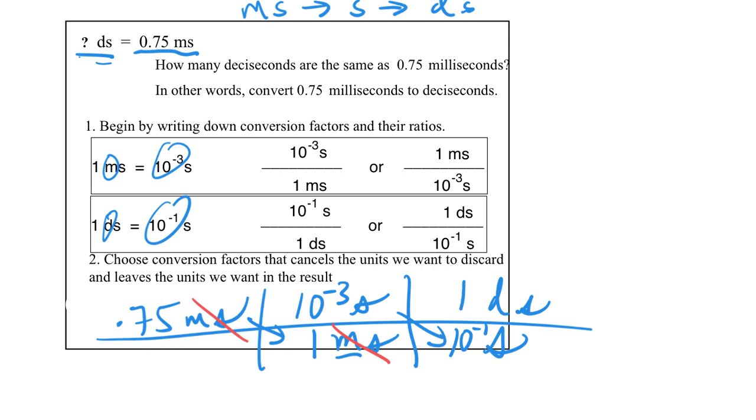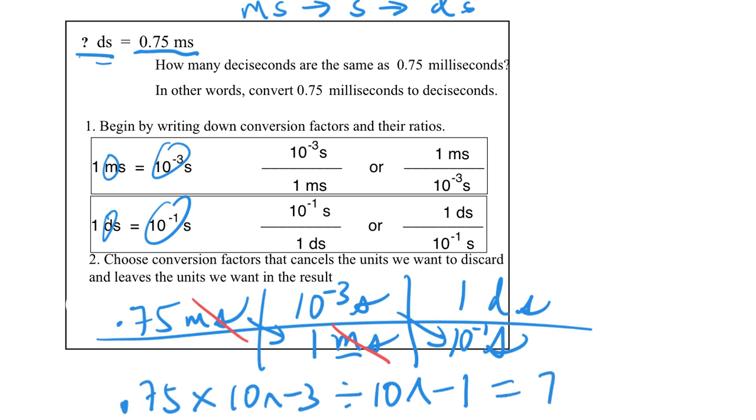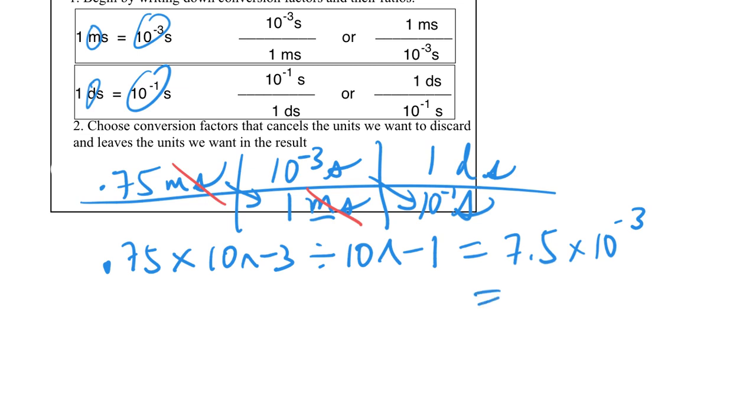Deci stands for 10 to the negative 1. So I worked this out on my calculator. 0.75 times 10 caret negative 3 divided by 10 caret negative 1. That comes out to 7.5. My calculator says 7.5 times 10 to the negative 3, but you might have gotten 0.0075 on your calculator. Either one's the right answer. Deciseconds.